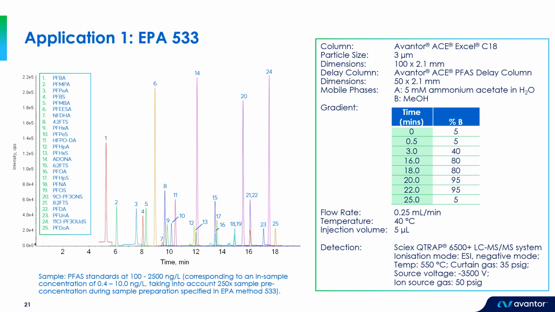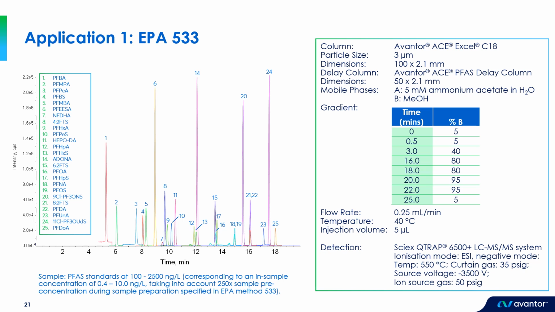Firstly, we have here the separation of 25 PFAS according to EPA method 533 for drinking water. So here we need to be working at the low parts per trillion level. We're using a 10 centimeter Ascentis 3 micron C18 column, and we also use that PFAS delay column as we discussed earlier. We're using ammonium acetate in line A and methanol as the organic modifier in line B. This chromatogram shows the separation obtained using the gradient program as it's stated in the EPA method. And here the sample diluent is methanol water 80-20, so we can use a 5 microliter injection volume.